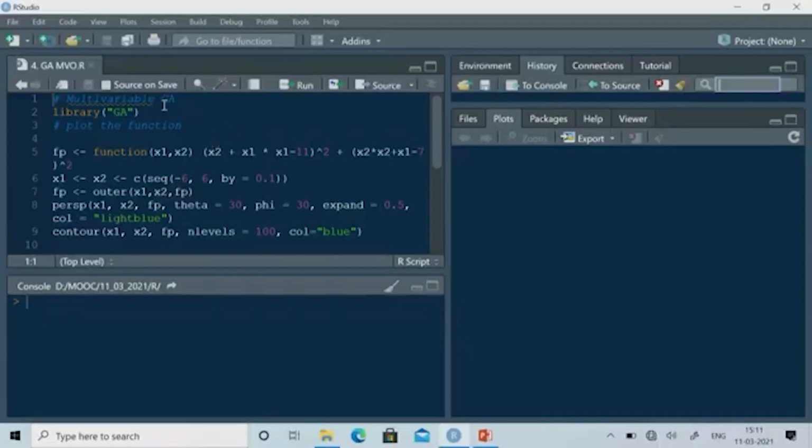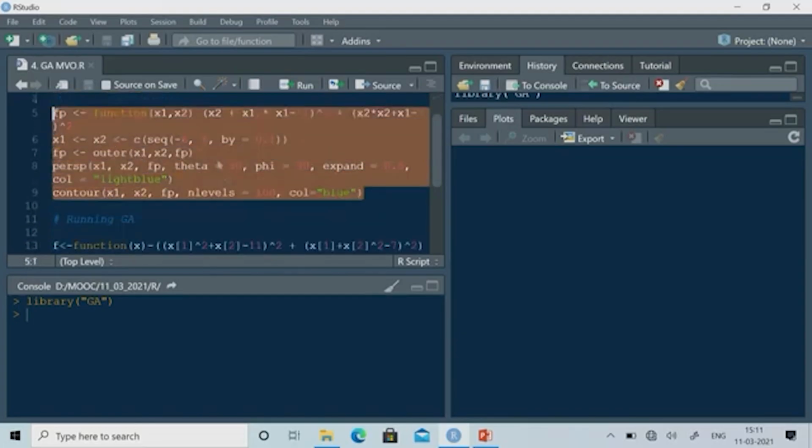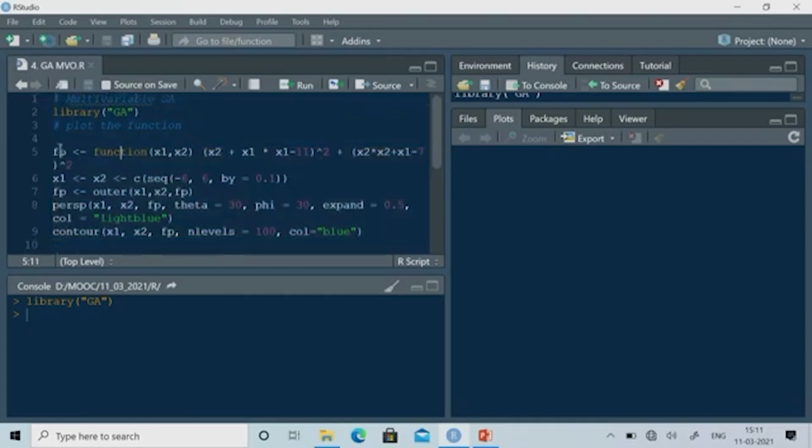Here this is a multivariable function, so I am writing multivariable ZA. You have to include the ZA library, so just include it. First I would like to plot the function. These few lines are just to plot the function. Here I am just writing the function, that is fp, the function to plot, and it is a 2 variable function.